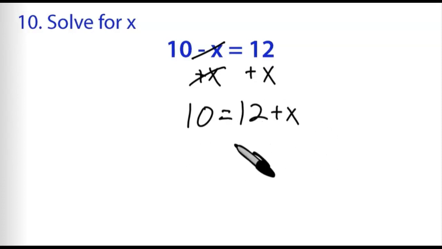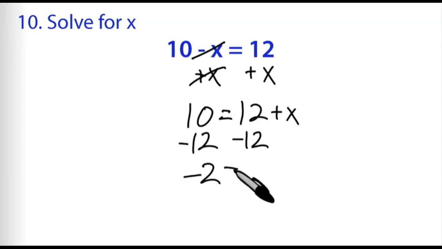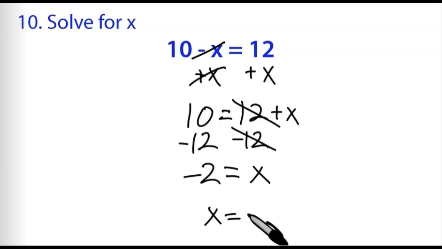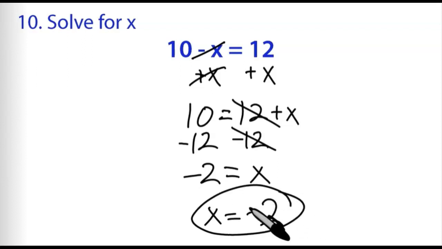So we need to get rid of this 12. So we'll subtract 12 from both sides. On this side, we have 10 minus 12, which is negative 2. And on this side, the positive 12 and the minus 12 cancel out, leaving just x. So we have negative 2 equals x, or x equals negative 2.